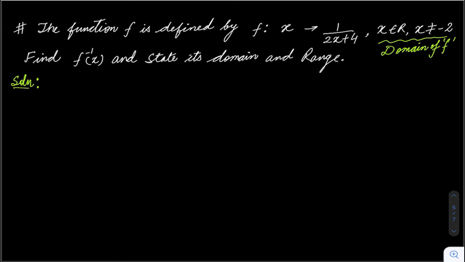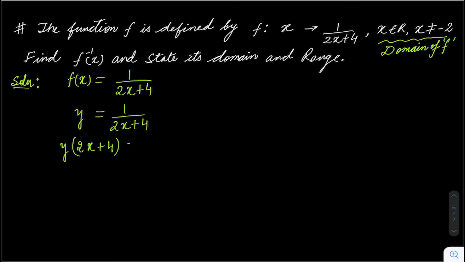So first is the inverse. What is my f(x)? f(x) is given as 1 over 2x plus 4. So the first step is, let's take this f(x) as y and try to find the value of x. 1 over 2x plus 4 equals y. So I can say (2x plus 4) times y equals 1. There are many ways to solve this. I am just simply cross multiplying so that everyone can understand. So 2xy plus 4y is equal to 1.